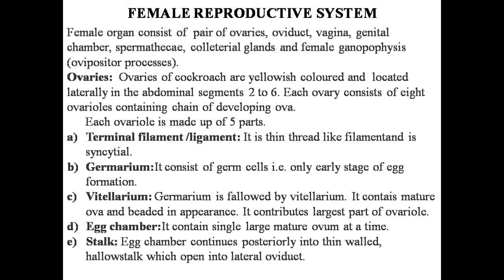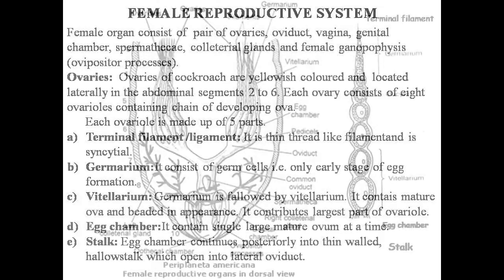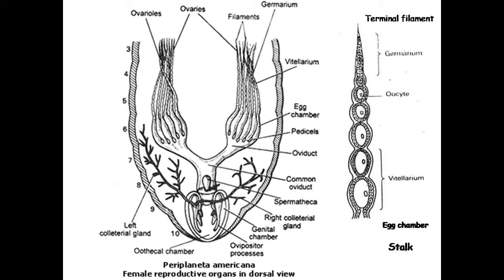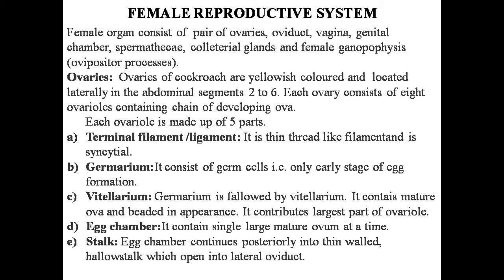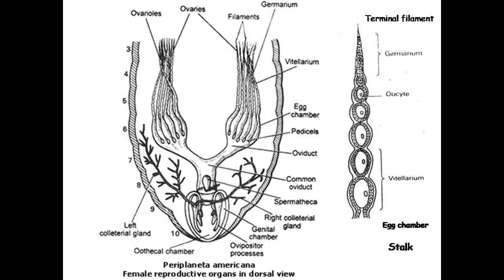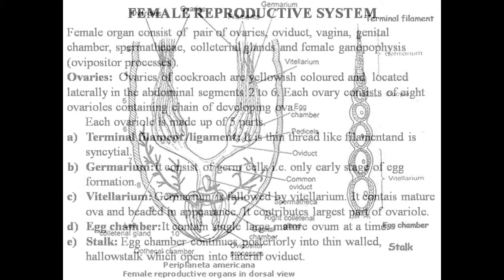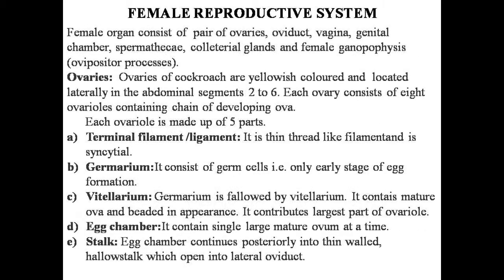gonapophysis or ovipositor processes. The pair of ovaries are yellowish colored and located in abdominal segments, that is, from the second abdominal segment to the sixth abdominal segment. Each ovary consists of 8 ovarioles containing a chain of developing ova. Each ovariole is made up of 5 parts.